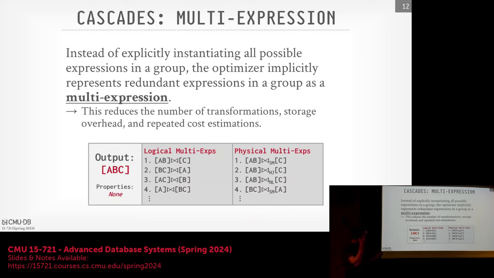Again, this is how they're going to get away with not having to materialize everything all at once when you land in a group as you search down the tree, because now you say, I have a placeholder for A and B. Someone below me is going to tell me how to handle that. But right now, I can just reason about whatever expressions I'm looking at within my group directly.